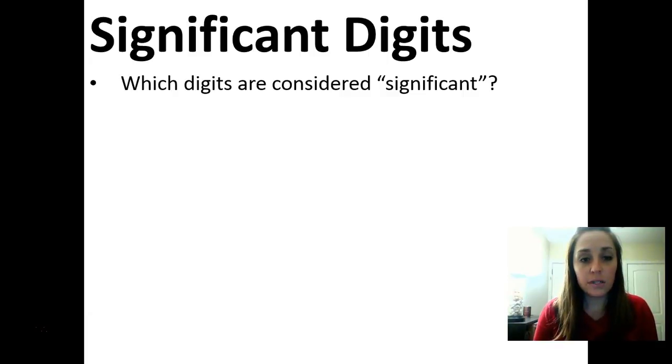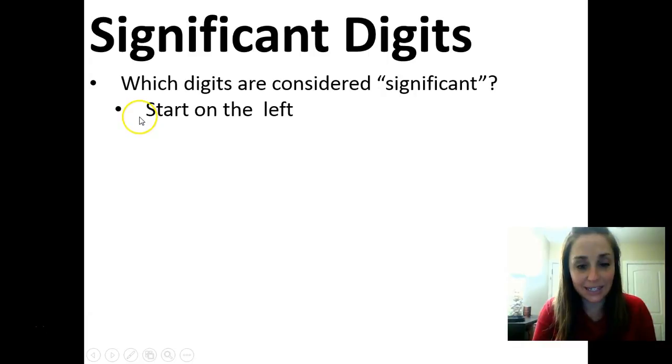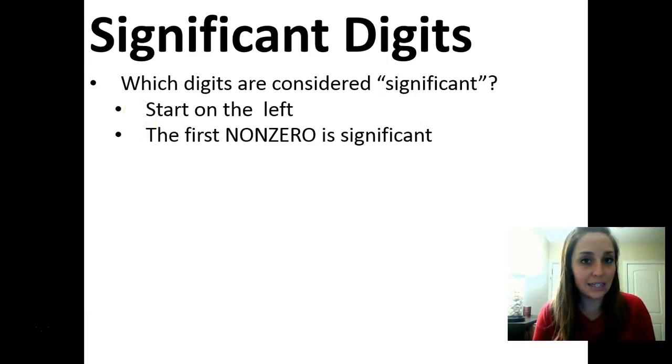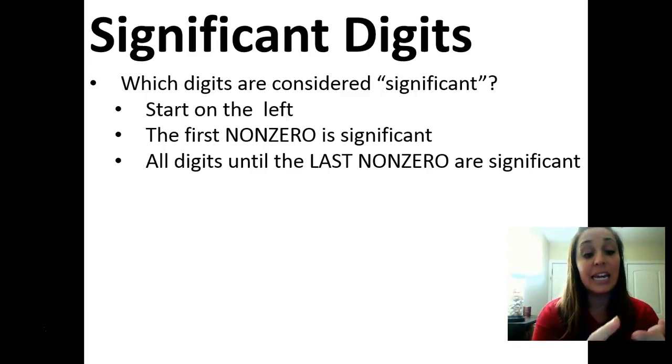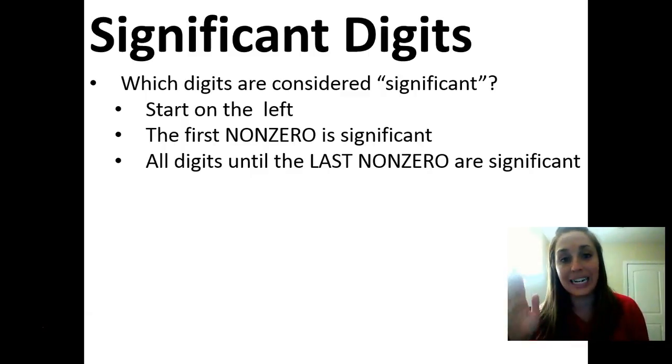So the rules for significance: which digits are considered significant? You start on the left-hand side of your number. See how we're reading left to right? The first non-zero is your first significant digit. That's the first one that you really care about. And then you keep all digits until the very last non-zero digit. So go ahead and highlight all the way through from the first non-zero, meaning it's a 1, 2, 3, 4, 5, 6, 7, 8, or 9, so any digit that isn't a 0. You're starting from the first one without a 0 all the way till the very last one that isn't a 0.